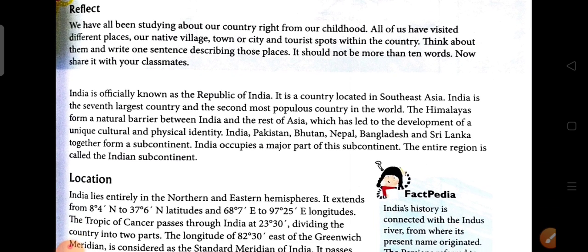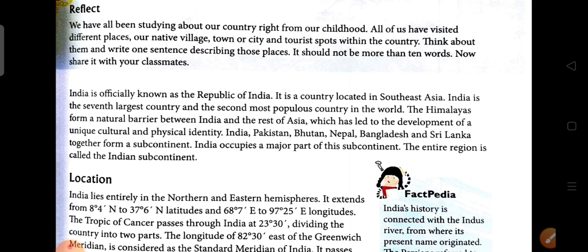So here we see that India is officially called the Republic of India. So what do you mean by republic? Republic means the state which is ruled by the representatives of the citizens. So representatives of the citizens rule or run the state. So India is officially known as the Republic of India.